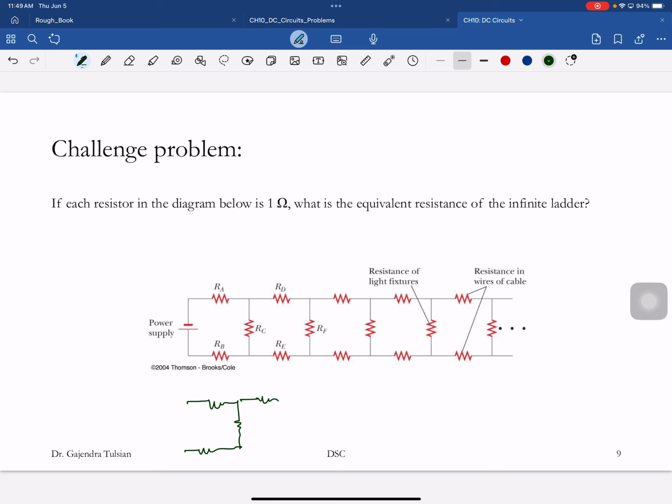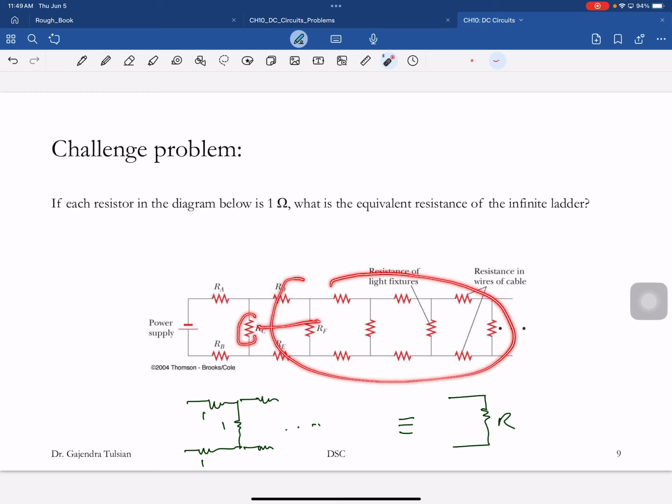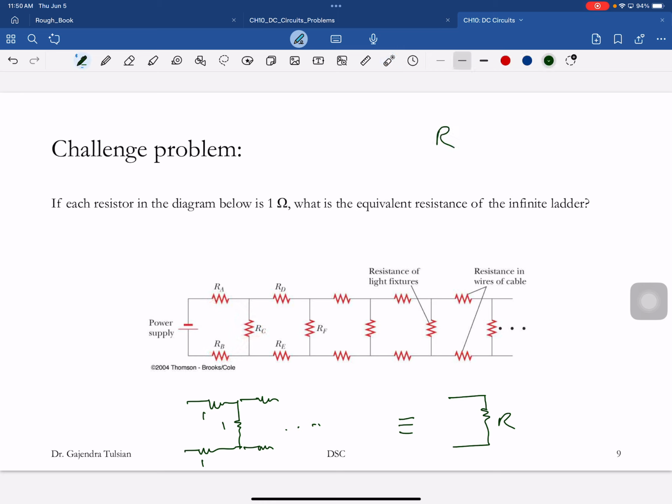So it's an infinite ladder. 1, 1, 1. What you want to find is the equivalent resistance. I'll give you a hint. This one is connected in parallel, and it makes it smaller than 1 ohm. And then this would be in series, so this would be 1, 2, and something smaller than 1 ohm. So the equivalent resistance is between 2 and 3 ohms.